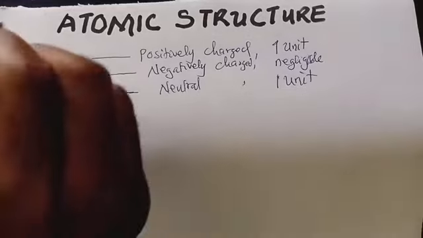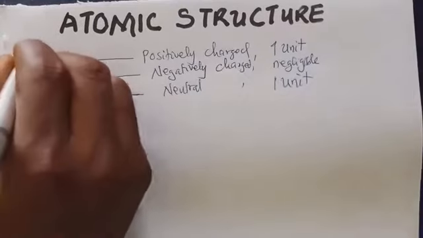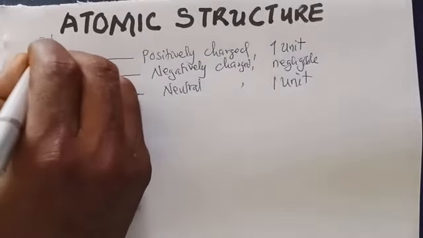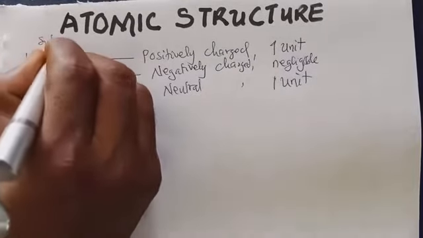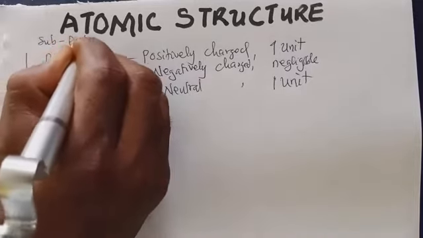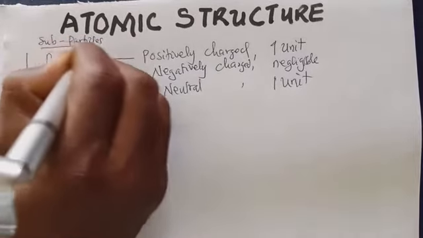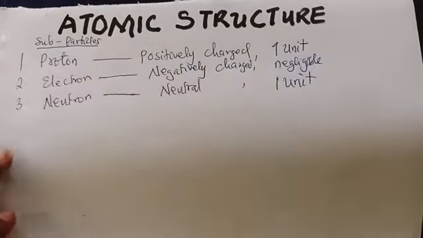There are three sub-particles that make up the atom. One is the proton, two is electron, three is neutron. Now, for understanding of how these subparticles are being arranged in an atom, we have to understand their properties.